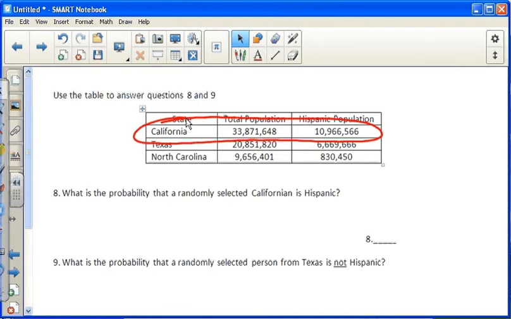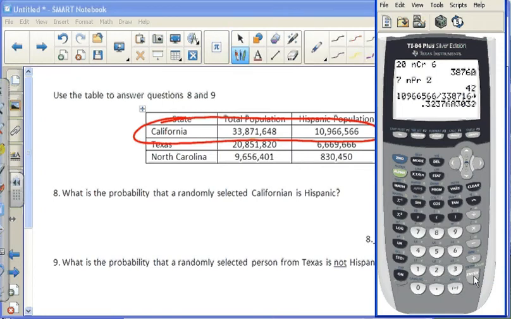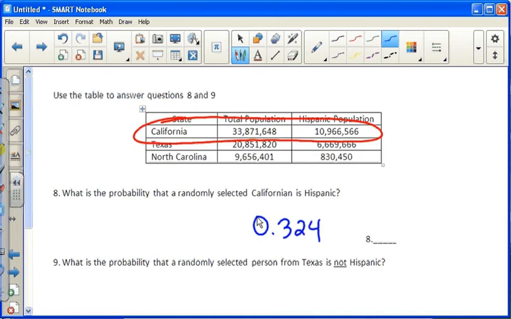So if we want to know the probability of randomly selecting a Hispanic out of all the Californians, all we do is take the number of Hispanics, which would be 10,966,566, and then divide that number by the total number of Californians, which is 33,871,648. So the probability is 0.324 or 32.4%. So 0.324 would be the probability of selecting a Hispanic out of all the Californians.